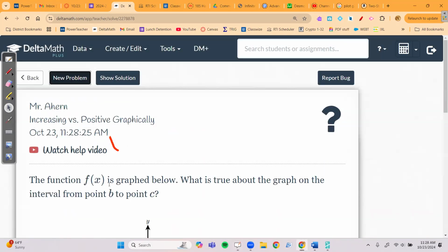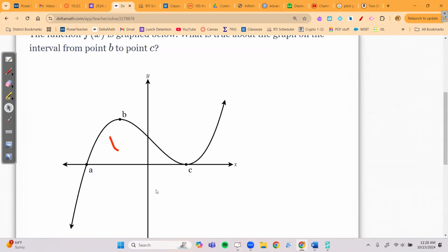Okay, let's try another one. B to C. How would you guys describe this purple interval right here from B to C? Decreasing. Evan, what would you say it is? Positive and decreasing. I couldn't agree with you more, Evan. It's positive because it's above the x-axis and it's decreasing because it's going downhill. Okay, good job, Evan. Let's do another one.